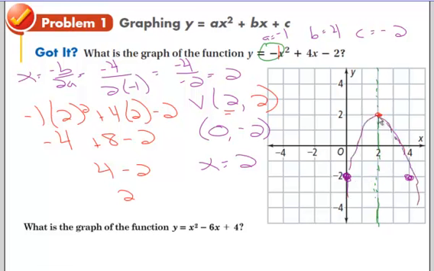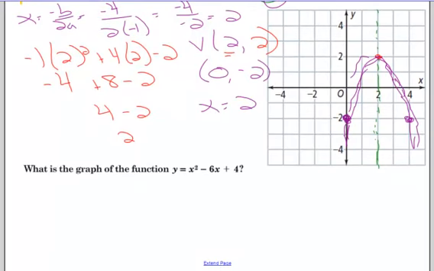And we said the a value is negative. So that's kind of nice. A value is negative, and my parabola does open down. Okay, let's run through all those steps again.